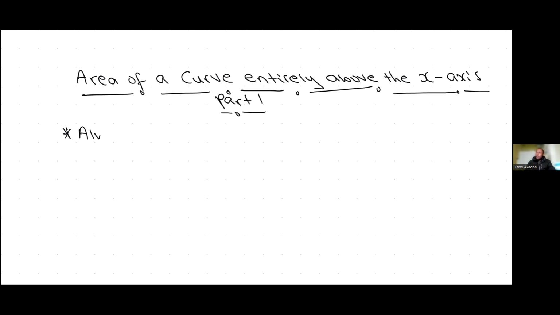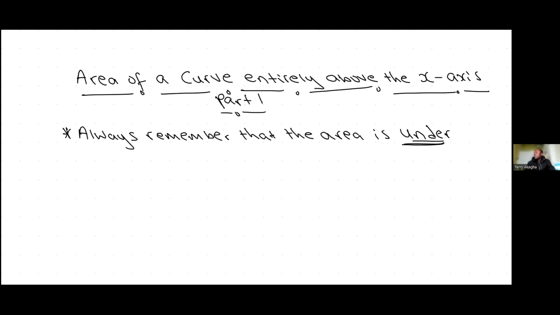So always remember that the area is under the curve. So the key word here is under. All right, it's under the curve. In some cases, it could be a line. It does not really matter. From that line to the x-axis. So always remember, it's from the line or the curve to the x-axis.